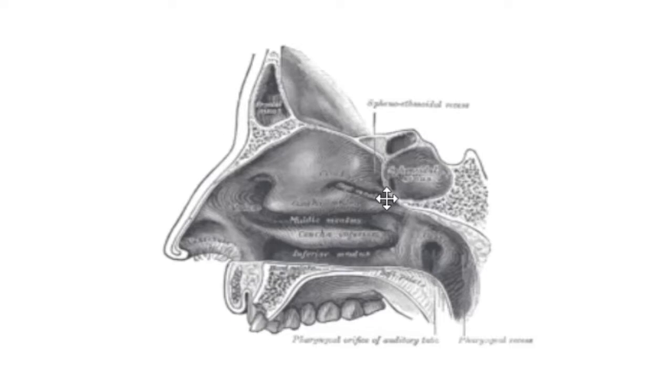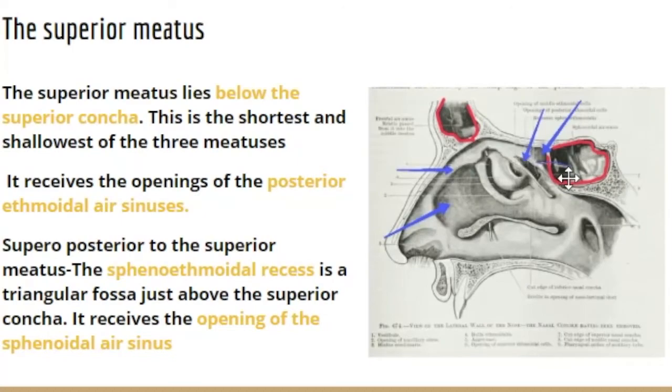Finally, now let's go on to the last meatus, which is the superior meatus, which is also the smallest one, as you can see. This is covered by the superior conchae, and if we were to cut the superior conchae and visualize it, we would see the openings of the posterior ethmoidal air sinuses. Also, just posterior-superior to the superior meatus, we see the sphenoethmoidal recess, right? So the sphenoethmoidal recess is a triangular shaped fossa lying above the superior meatus, and it receives the opening of the sphenoidal air sinuses, right?